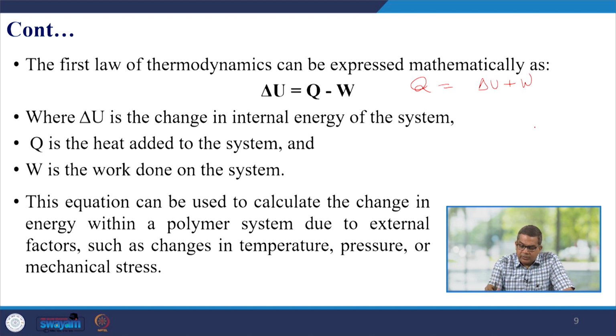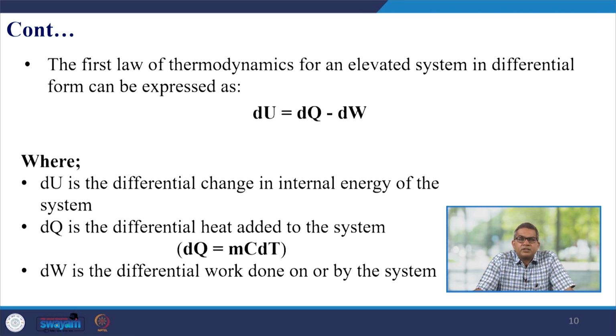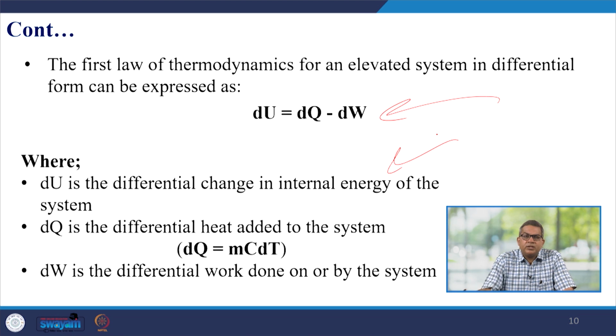So, this equation can be used to calculate the change in energy within a polymeric system due to external factors like change in the temperature, pressure or mechanical stress. In differential form, this thermodynamic law can be represented as dU is equal to dQ minus dW. dU is the differential change in the internal energy, dQ is the differential heat added to the system, and dW is the differential work done by the system.